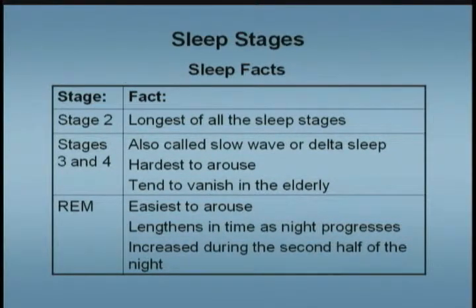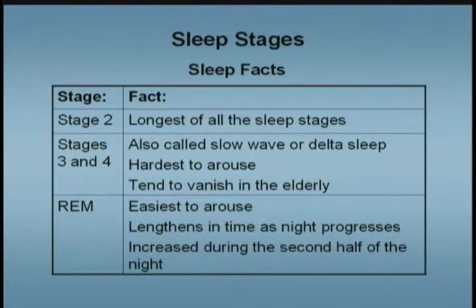When we look at some sleep facts, you already know that stage 2 is the longest. So about 45% is made up of stage 2. Stages 3 and 4 are very slow because that's where the delta wave is. So stages 3 and 4 are also called delta sleep or slow wave sleep. Also, stages 3 and 4 are the deepest stages of sleep, so they're very hard to arouse someone if they are in one of these stages. REM, on the other hand, is very easy to arouse because it's a very light stage.